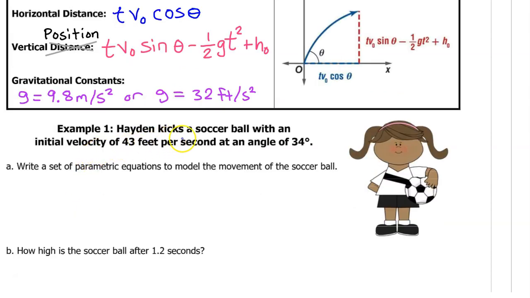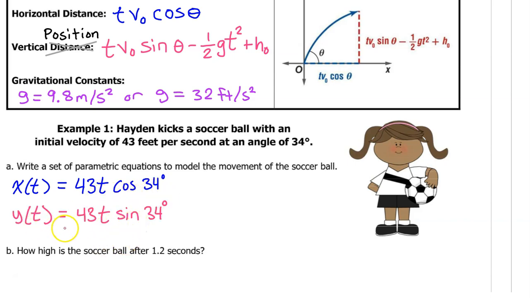Example 1. Hayden kicks a soccer ball with an initial velocity of 43 feet per second at an angle of 34 degrees. Part A. Write a set of parametric equations to model the movement of the soccer ball. The horizontal position of the ball x of t will be given by t times the initial velocity times cosine theta. So that's t times 43 times cosine 34. Instead of writing t times 43 times cosine 34, I will simply write 43t cosine 34.